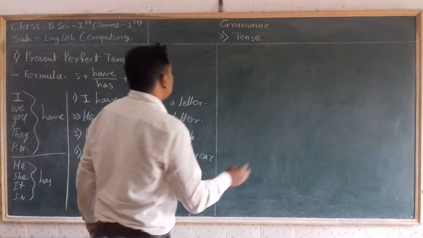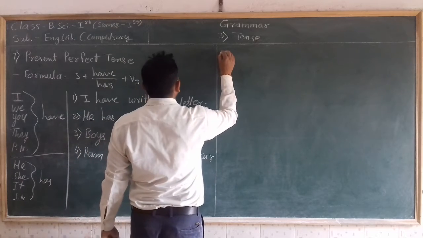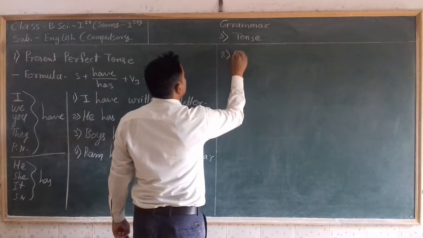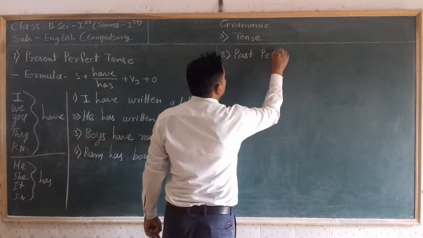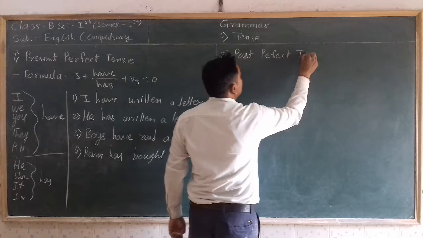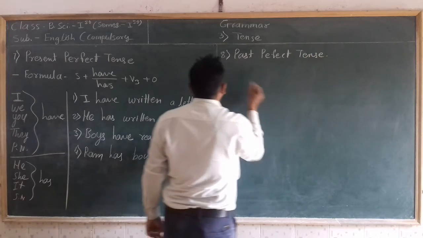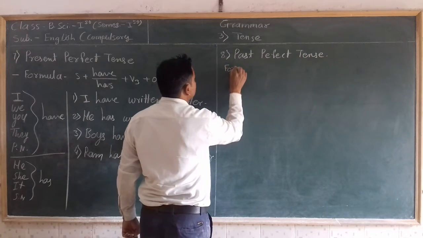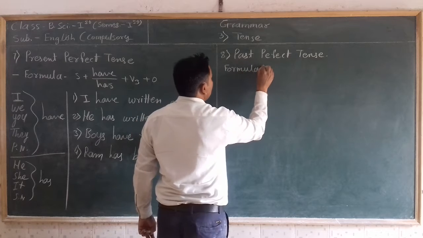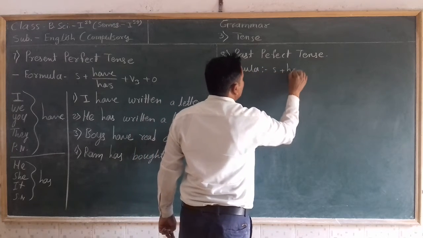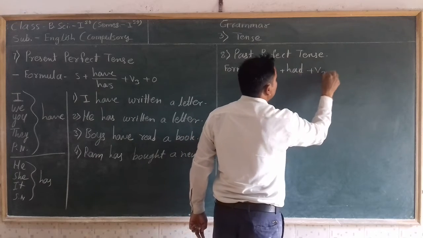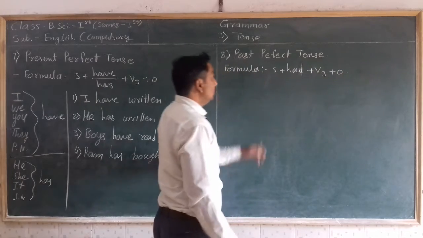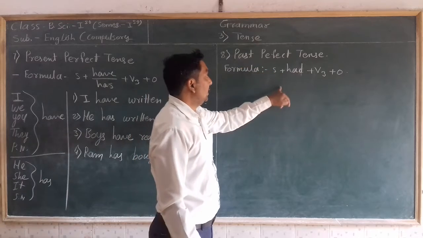Now let's take another type of sentence. Past perfect tense, and the formula is subject plus had plus V3 plus O.